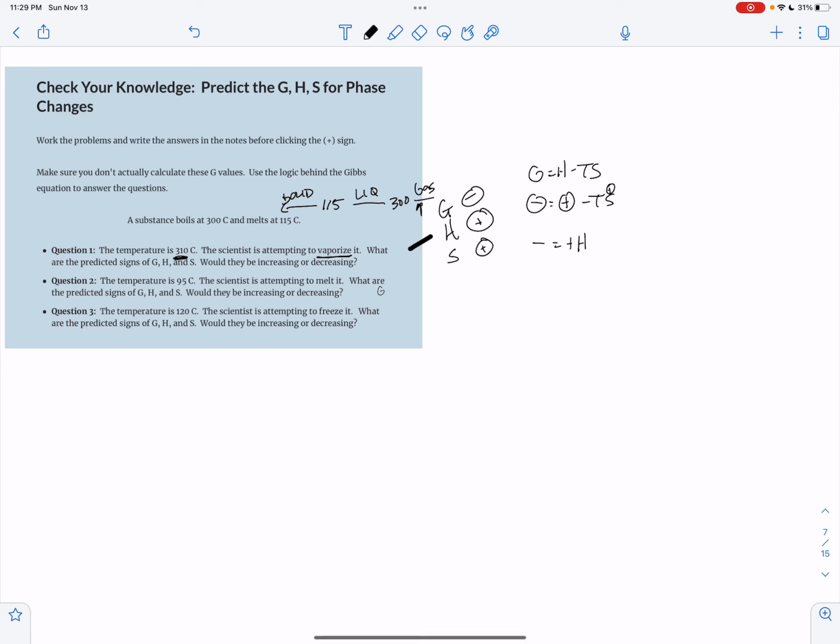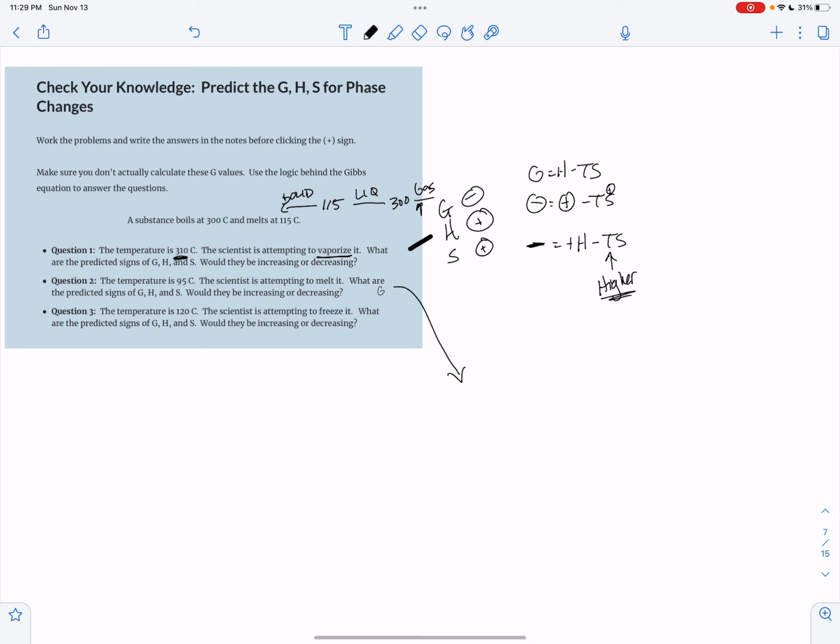H minus TS. And so you can see right here that the reason that this one is negative is because this T term, this T is high, especially it's higher than the phase change, and that's why that helps that one predominate.